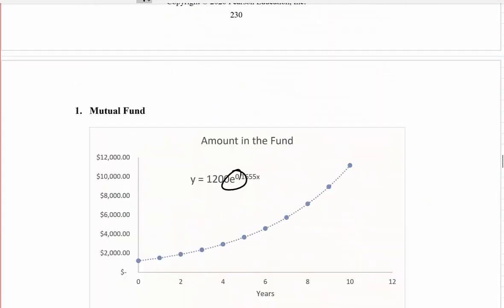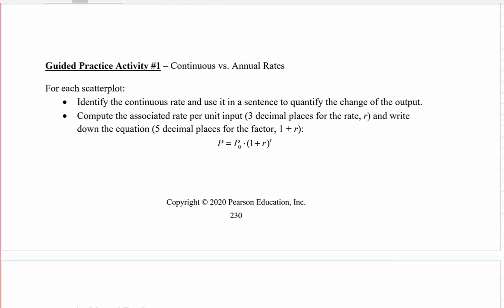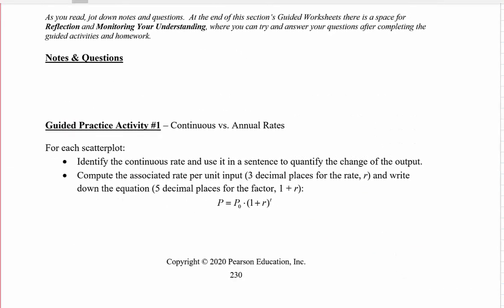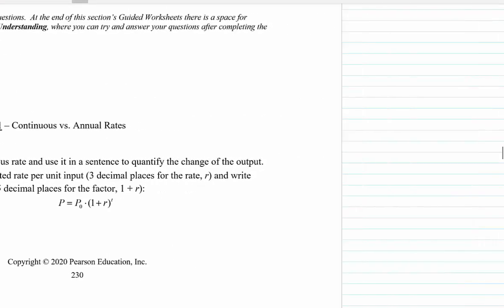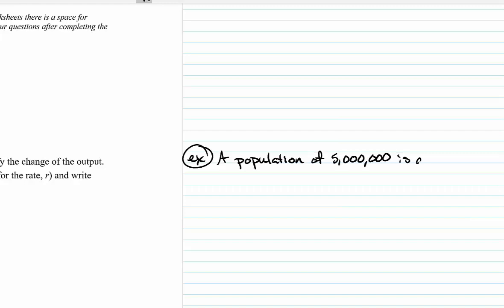So let me give you a different example to go with this part of 6.2. So I suggest you fill this in notebook paper. I'm going to do it off to the side here. And I'll give you an example instead of those graphs. So let's say we have a population of 5 million is decreasing at a rate of 4% per year.